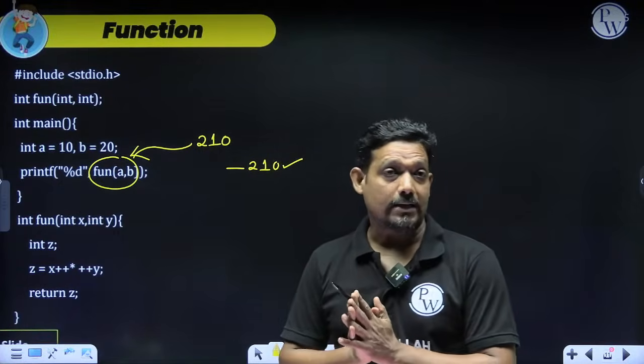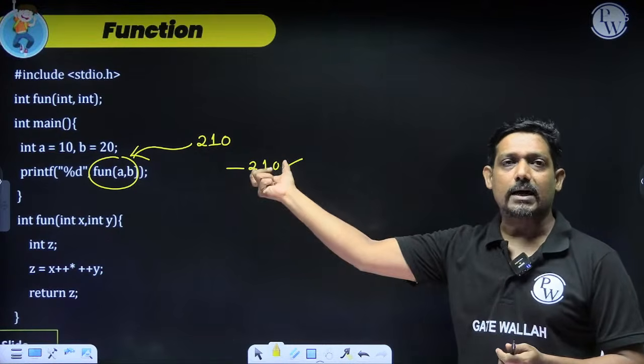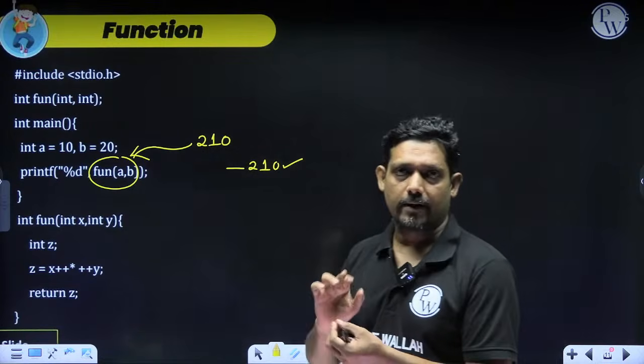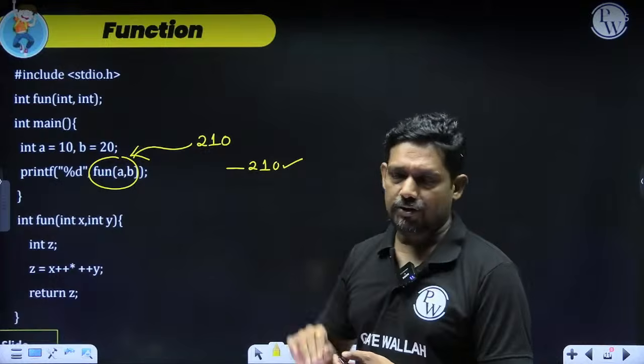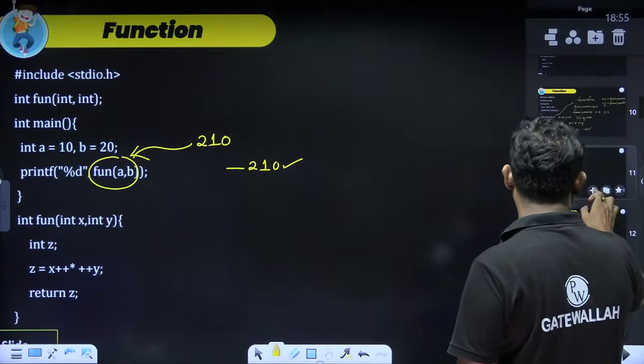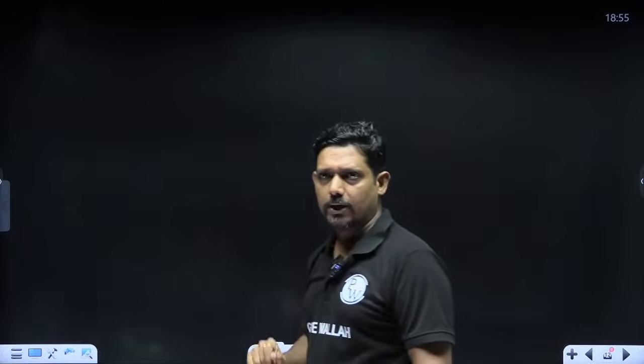Right? So the answer is not important right now. What is important is that 210 is the final value here. This is how a function executes. Now let me introduce another type of variable, then we will go for one problem that you will solve.